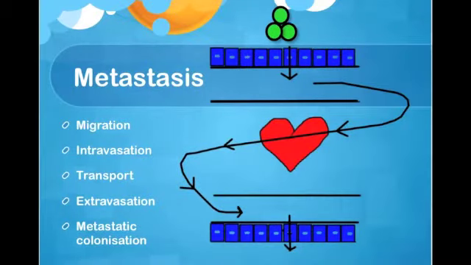There are 5 steps in metastasis once the tumour is developed. Migration occurs, then intravasation, then transport, then extravasation, and then metastatic colonization. As the cytoskeleton is involved in cell motility, it's required for all of these stages.